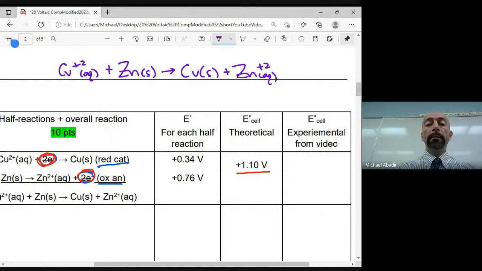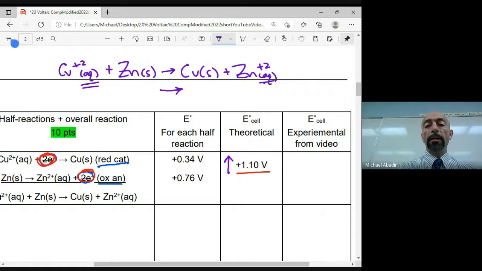So let's say you wanted to make this cell that we drew on the bottom of the page and you wanted to have more than a 1.1 voltage. You can do that. The way to do that is because you want to shift it to the right. Okay, you shift it to the right. So if you want to shift it to the right, there's two ways to do that. You can only change the aqueous.